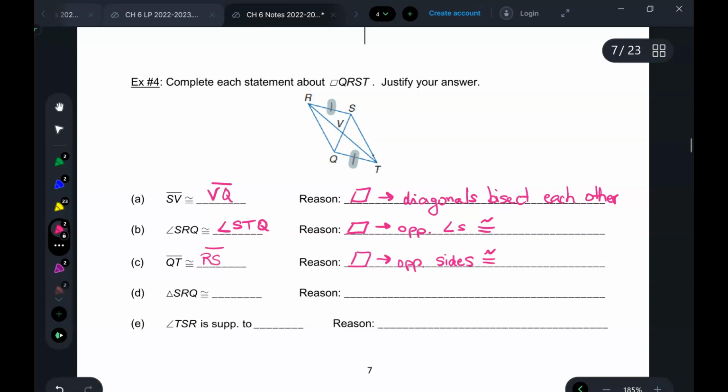Oh, it's the same one again. Okay, oh, this is a triangle though. So triangle SRQ will be congruent.